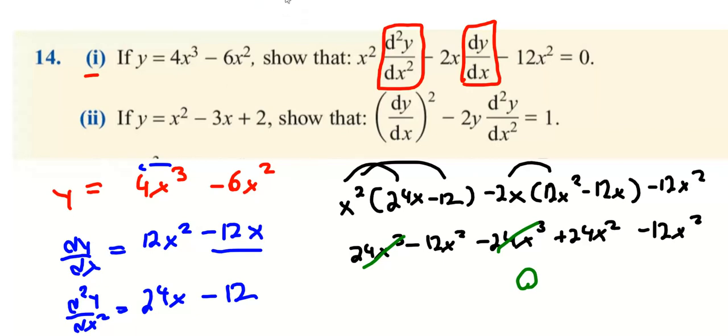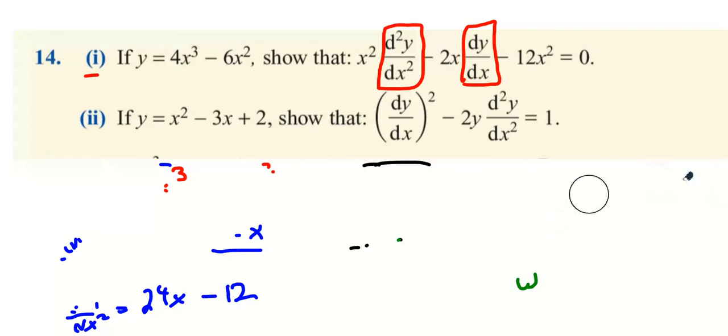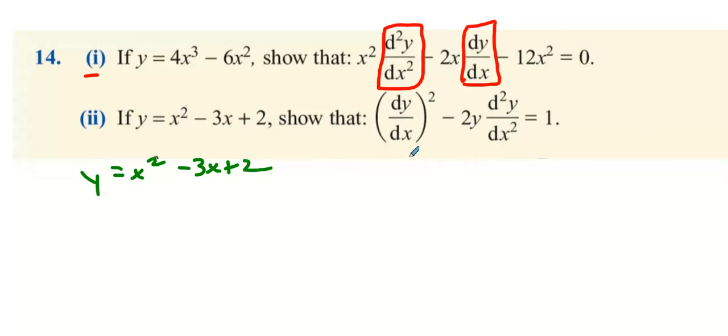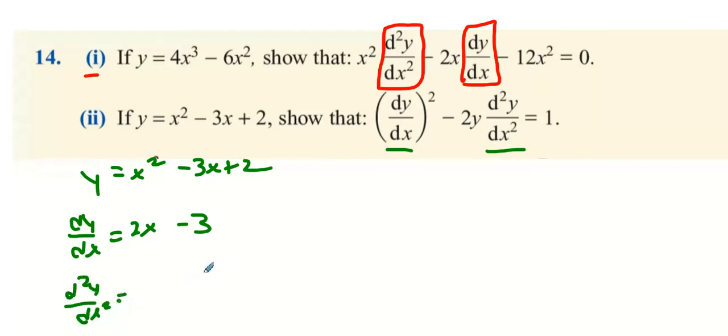Alright guys, now we're on to the next one with 14 part 2. So, y equals x squared minus 3x plus 2. We're going to need the first derivative and the second derivative. So the first derivative is 2x minus 3. The second derivative is when you differentiate the 2x, you get 2, and the 3 turns into nothing.